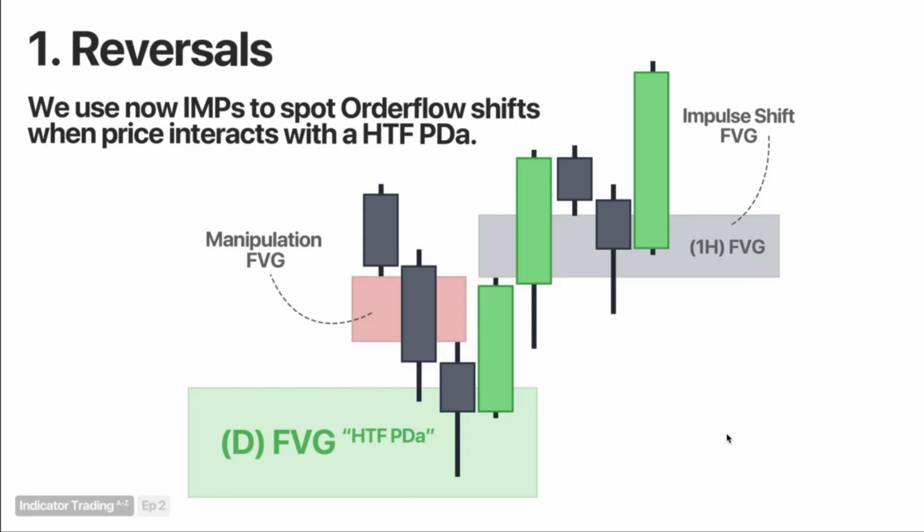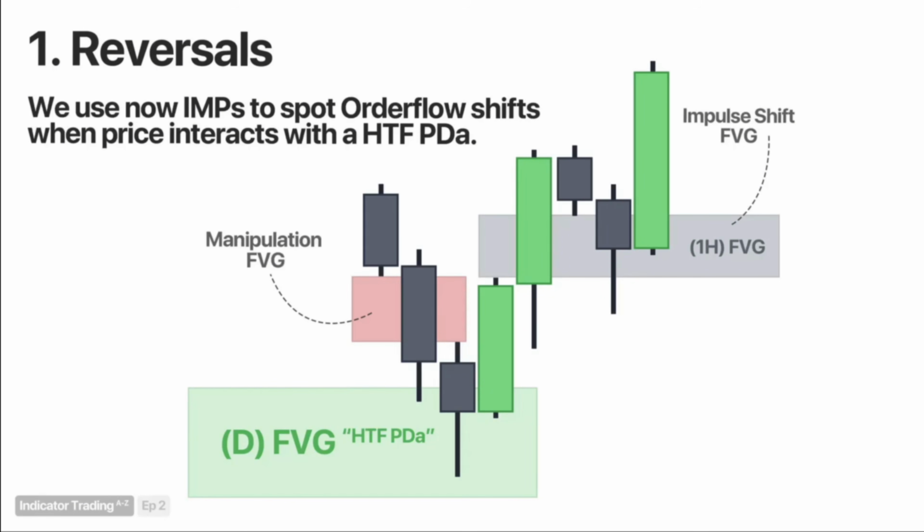So for example, this is what an impulse shift would look like with actual candles. This is what you would want to see in price. You'd want to see a manipulation fair value gap coming into your higher time frame fair value gap, followed by a displacement, an impulsive shift out right there, a bullish order flow leg out of your higher time frame PDA array. There is your impulse shift, manipulation, and displacement out. You can enter on this impulse shift.